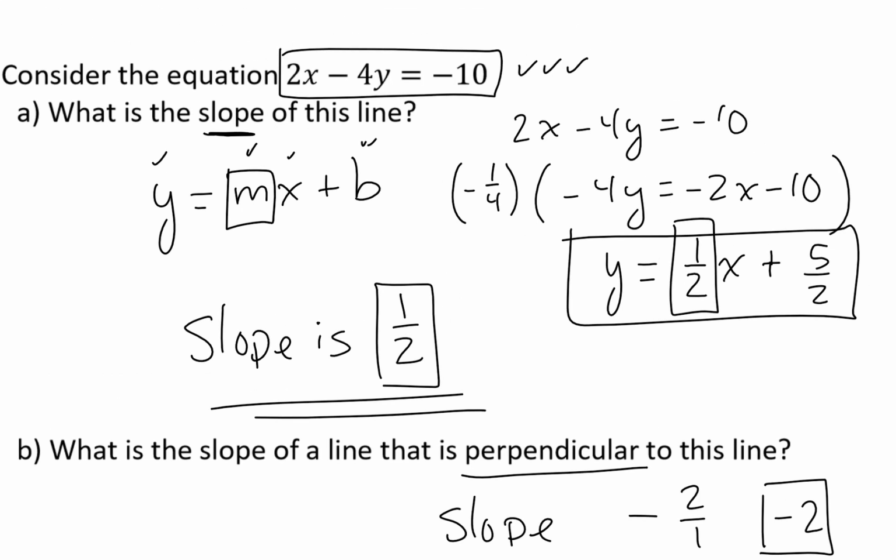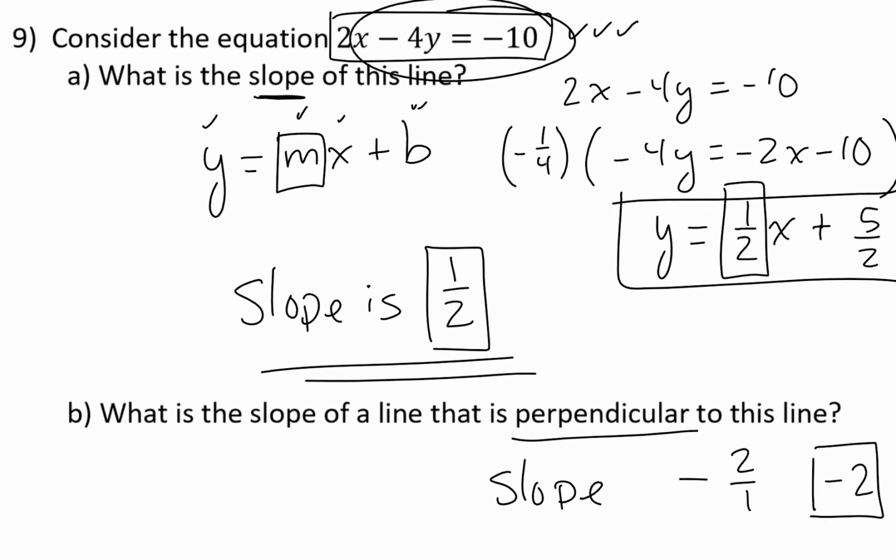So the slope of any line that's perpendicular to this line, right, would have a slope of negative 2. So that's question number 9.